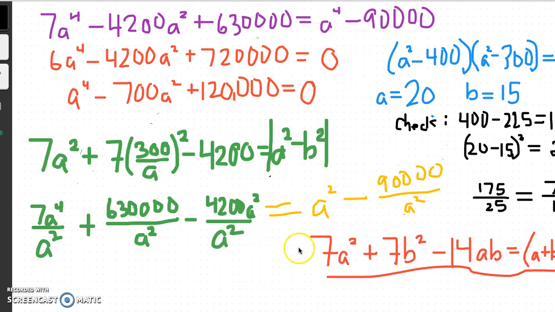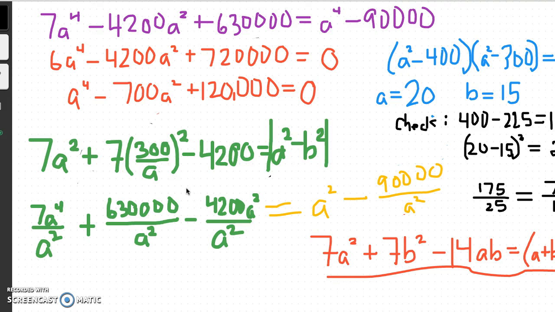Okay, this is the end result of a problem. The problem was: two positive numbers a and b have a product of 300. The ratio of the positive difference of their squares to the square of their difference is 7 to 1.